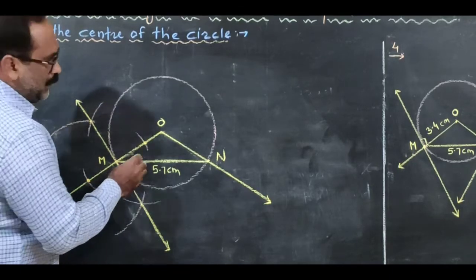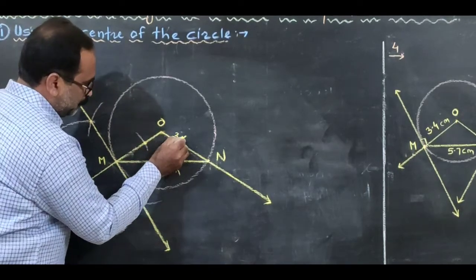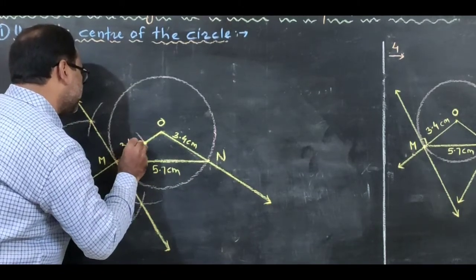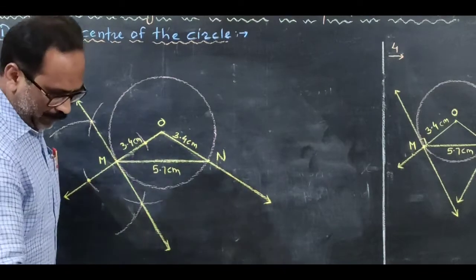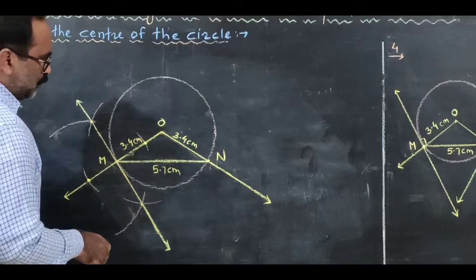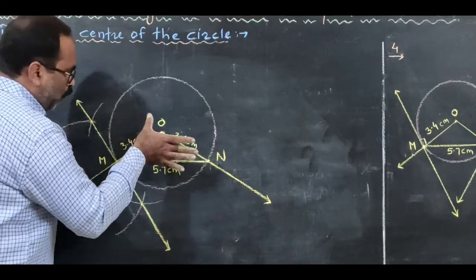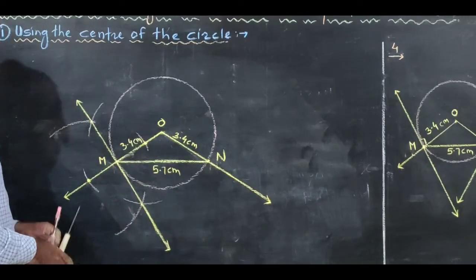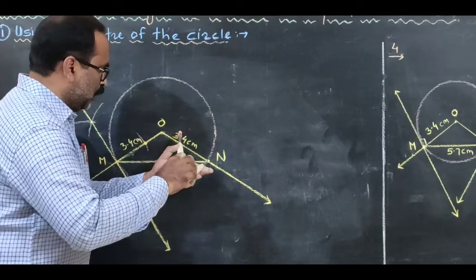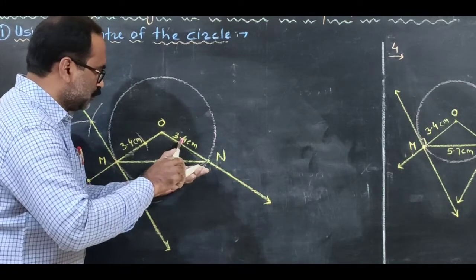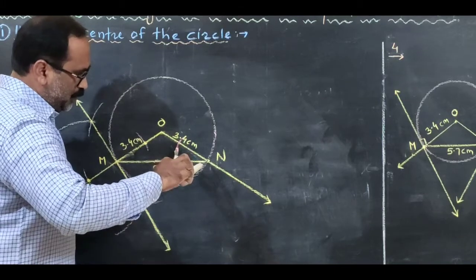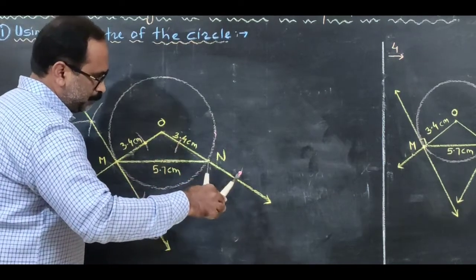We write radius here 3.4 centimeter. Here also 3.4 centimeter. Then we draw the perpendicular on ray ON through point N. We put the nib of our compass at N and we draw an arc of the same distance on both sides of N.